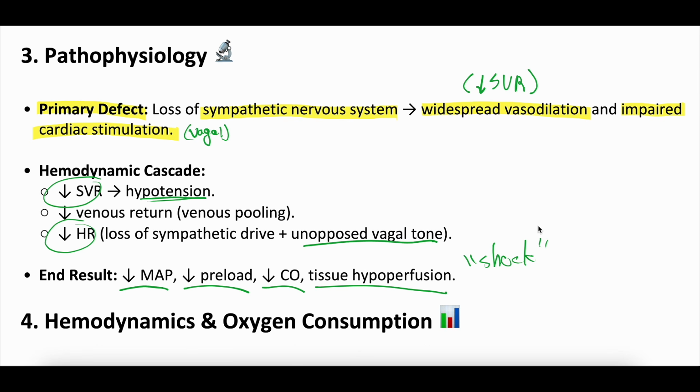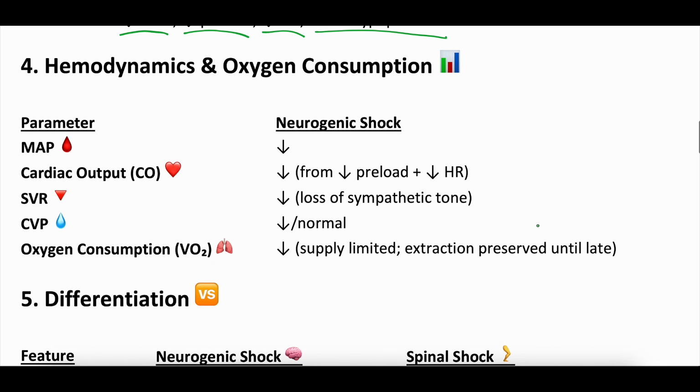All right. So when we think about the hemodynamics, this is more kind of test question helpful. We're going to talk about parameter and then result in neurogenic shock. Is it high or low?